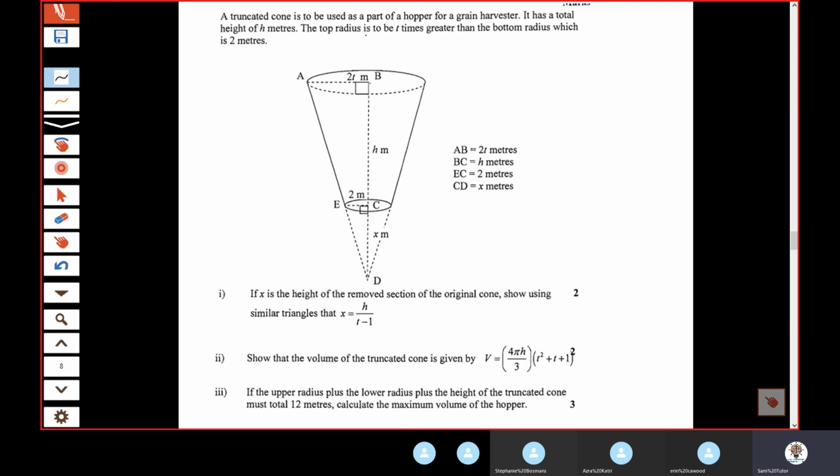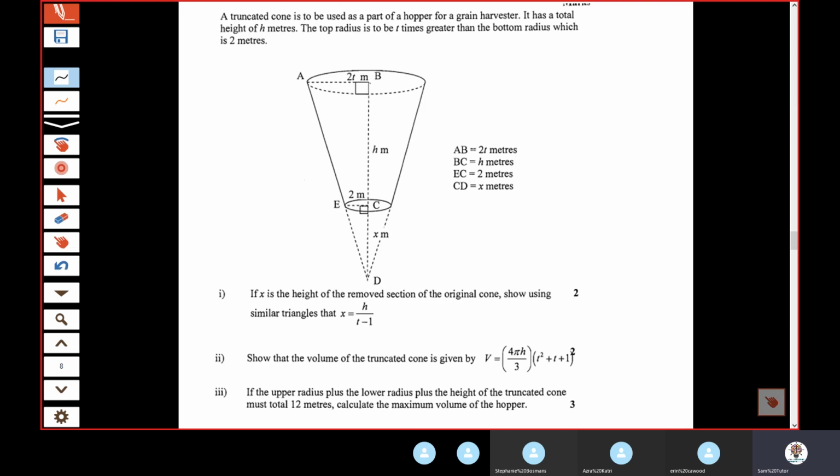The top radius is to be t times greater than the bottom radius, which is 2 meters. T times greater, that means 2t. So this is 2, this is t times greater, which means 2t. If it was 2 times greater, you would have said 2 times 2, which is 4. So that makes sense, 2t, 2. Any questions at this stage? And I think they were nice to give us this as well.